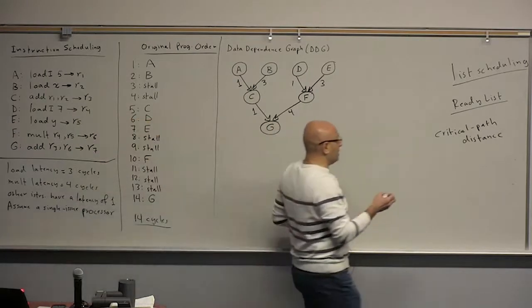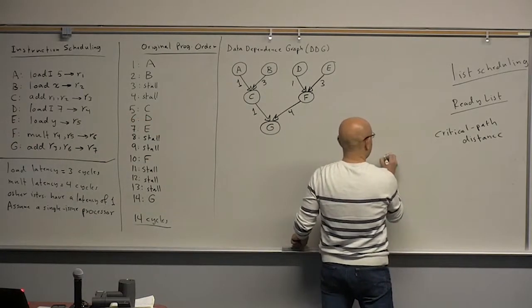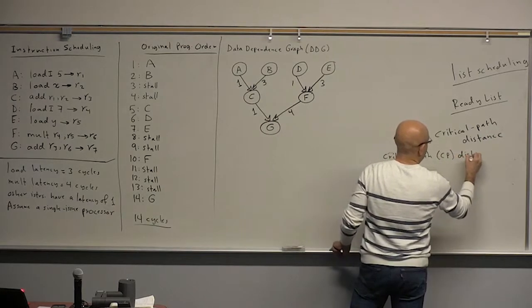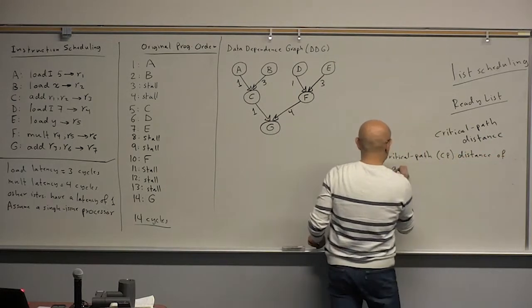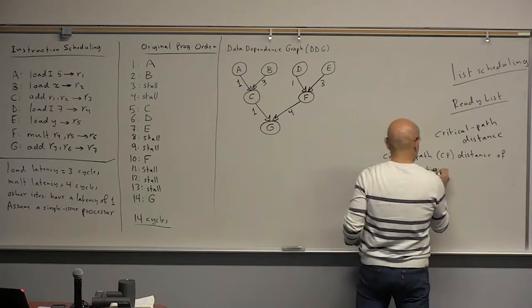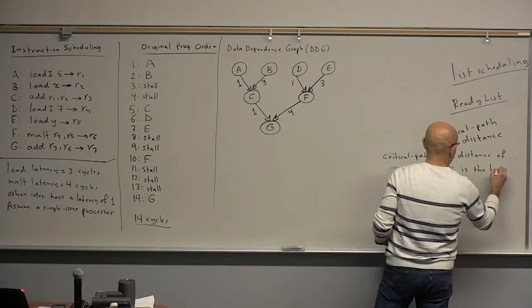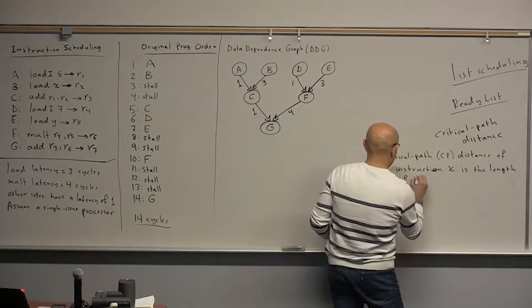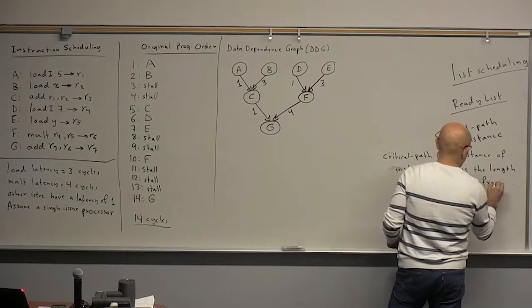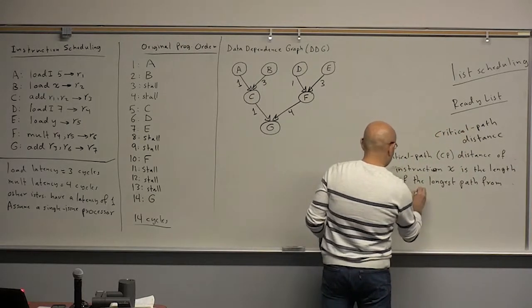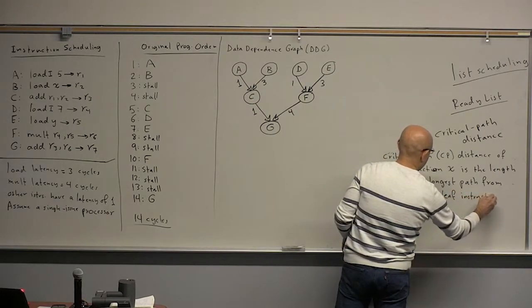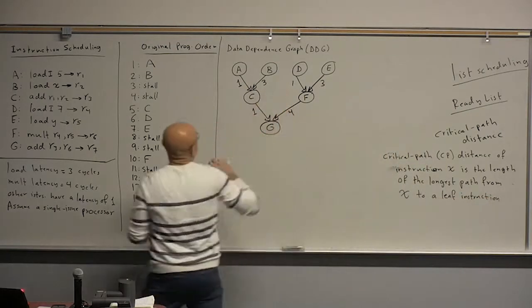Okay. So the critical path distance, CP distance, of an instruction X is the length of the longest path from X to a leaf instruction. And by leaf, we are referring to the data dependence graph.